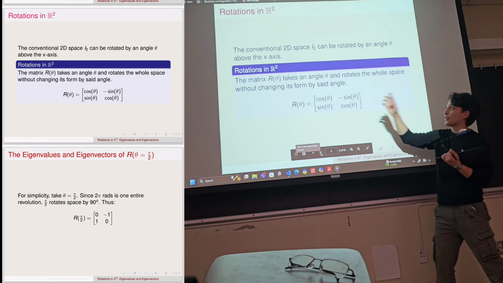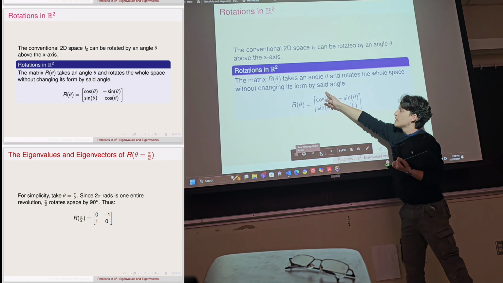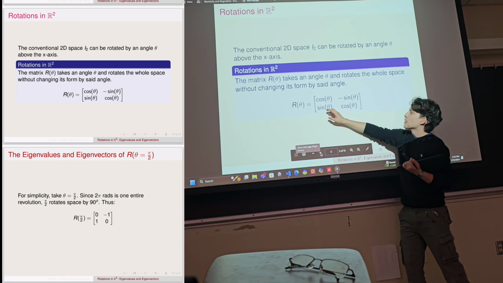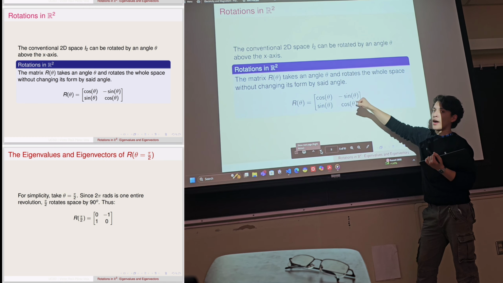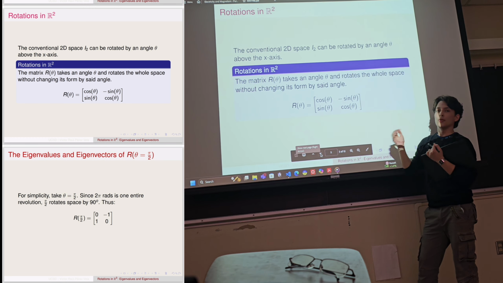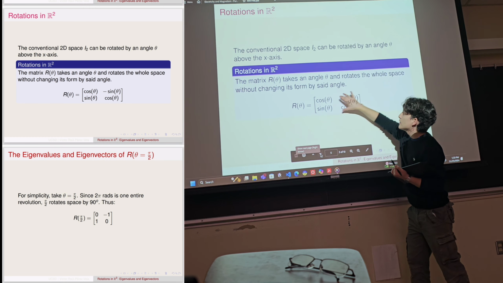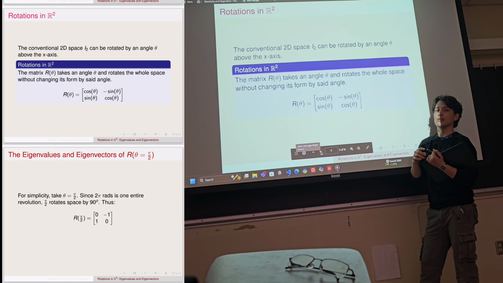Now I'm going to introduce rotations in the plane. You can think that this is i hat and this is j hat. So how do you get this part? Well, this is polar coordinates. j hat is orthogonal to i hat, so you differentiate. That's going to give you the orthogonal component. That's why this matrix represents a rotation in the 2D plane.